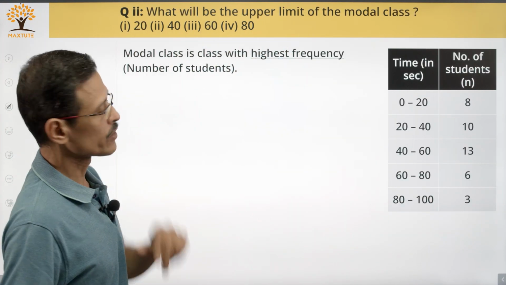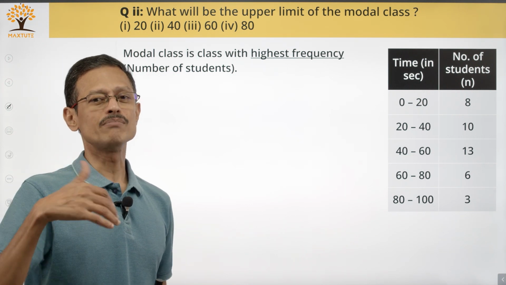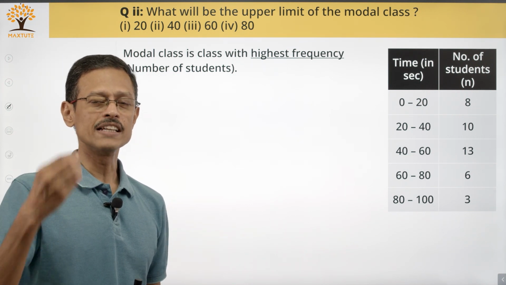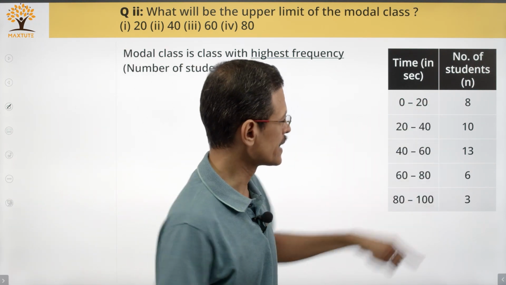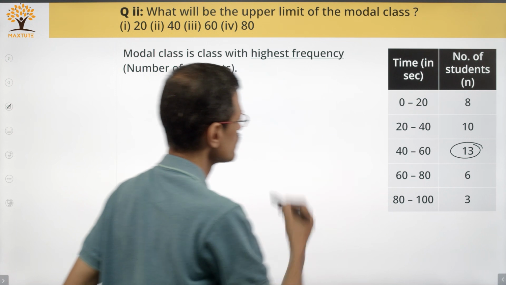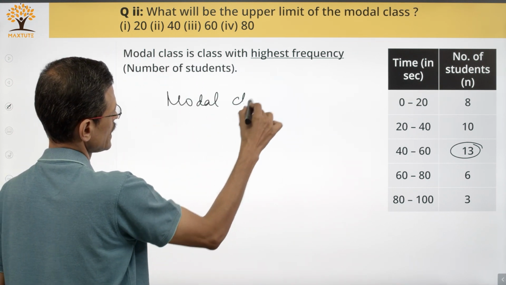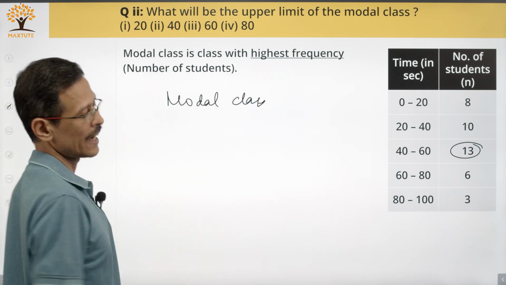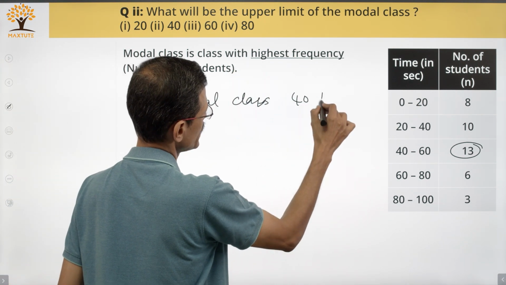What will be the upper limit of the modal class? What's a modal class? The modal class is the class which has the maximum frequency, the maximum number of students. In which class are they? 8, 10, 13, 6, 3. 13 is the highest frequency. So, the modal class is 40 to 60. The modal class is the class with the highest frequency. For us, in this example, the modal class is 40 to 60.